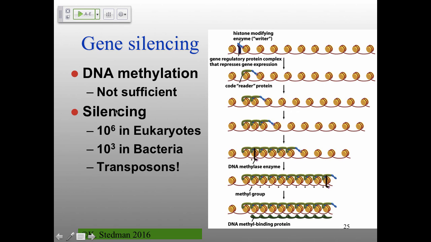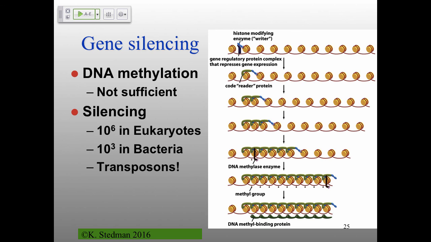Turns out in bacteria, because they don't have all these extra processes, you don't get anywhere near as much suppression of gene expression. What are some of the most heavily silenced genes in eukaryotes? What does it say at the bottom of the slide?